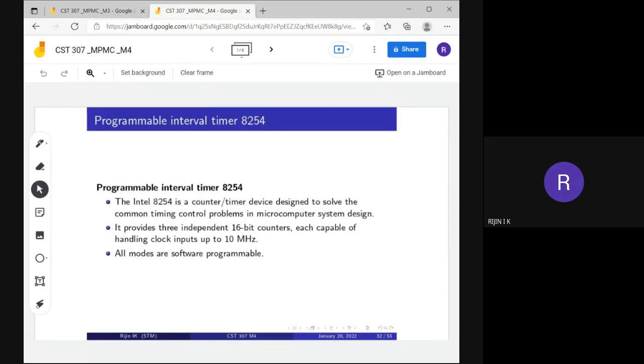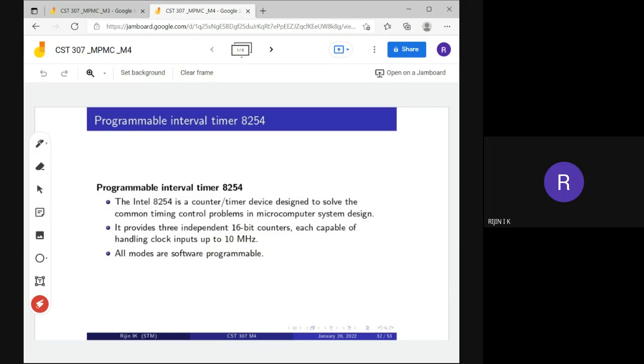So for that, it provides 3 independent 16-bit counters. For performing this timing and counting function, it is having 3 independent 16-bit counters, and each counter is capable of handling a clock input of 10 megahertz.